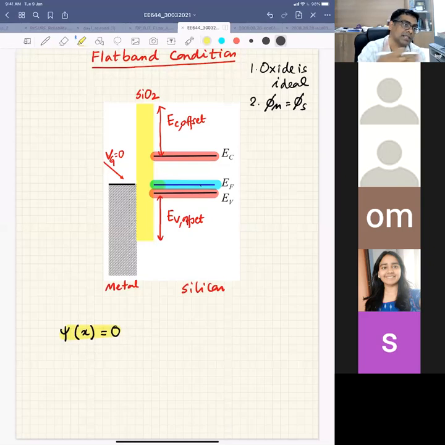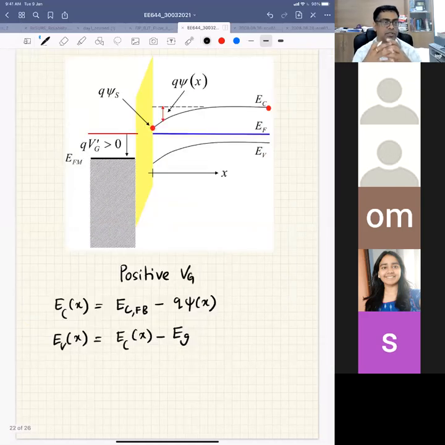So the potential in the silicon is zero, and your psi s, the surface potential, is also zero. But when I apply positive gate voltage, there will be charge in the silicon. There will be depletion, there will be some charge, and we'll have the surface potential, the potential psi x.